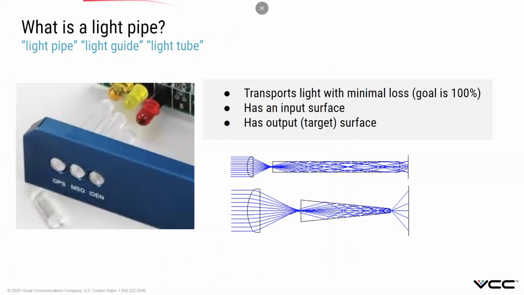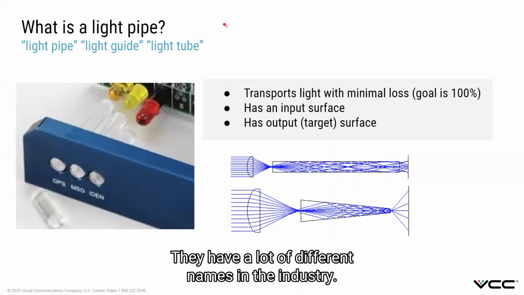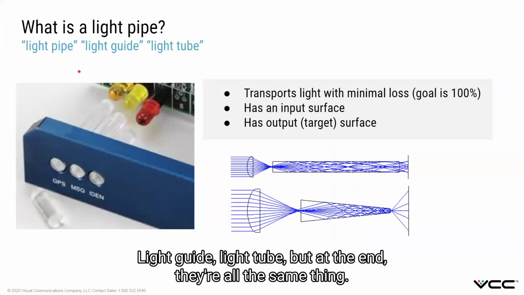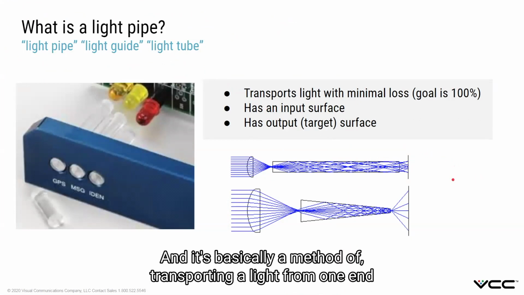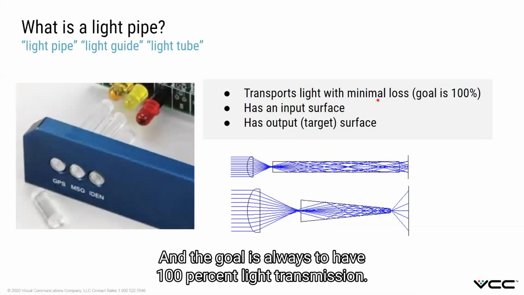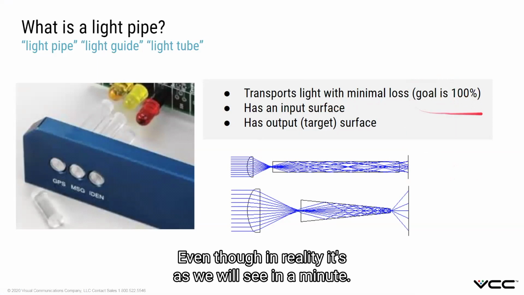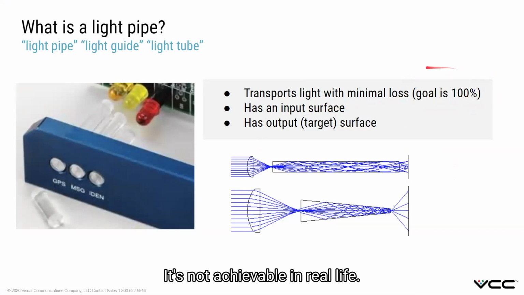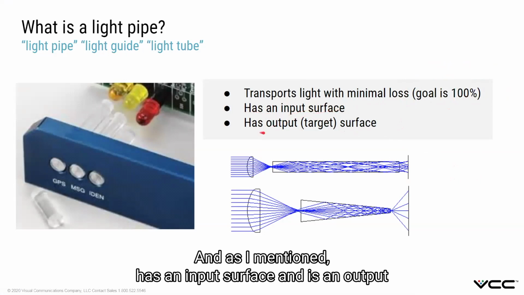Light pipes have a lot of different names in the industry. They call it light pipe, light guide, light tube, but at the end they're all the same thing. It's basically a method of transporting light from one end to another, from point A to B, or from the source to the target. The goal is always to have 100% light transmission. Even though, as we will see in a minute, it's not achievable in real life.